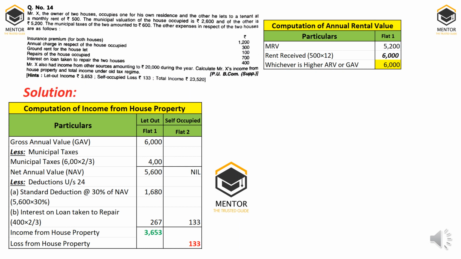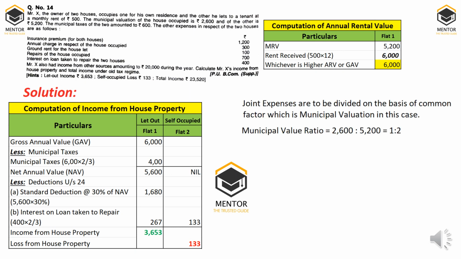First we have to take the let out house property, that is flat 1, and self-occupied flat 2. So for the let out house property we have calculated GAV, that is 6,000, less municipal taxes. Total municipal taxes of the building are 600 and we have two flats of different dimensions, so this should be divided between the two flats in the municipal valuation ratio.